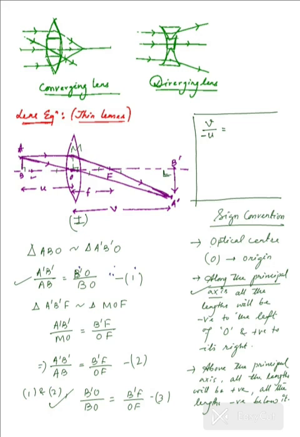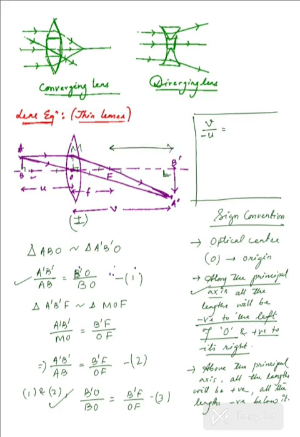The length will be negative to the left of O and positive to the right. So positive to the right means V is positive, and U being to the left is negative, and that is equal to B'F. Now B'F is not provided. This is the length that we are concerned with, B'F.